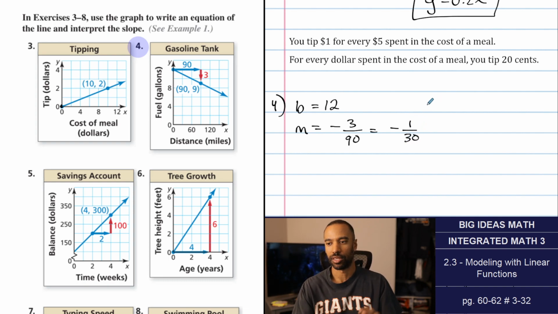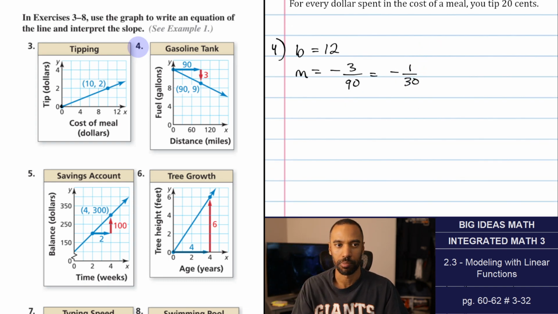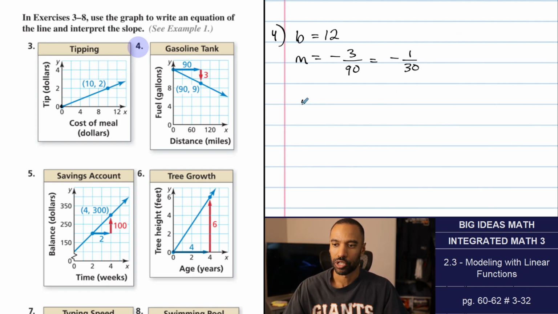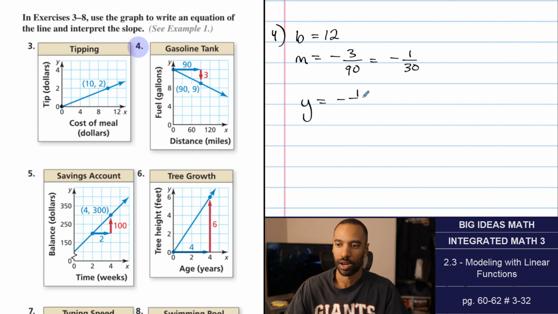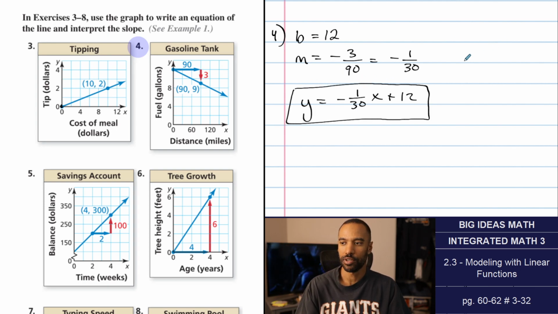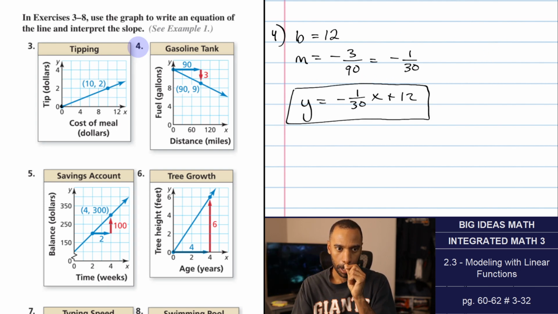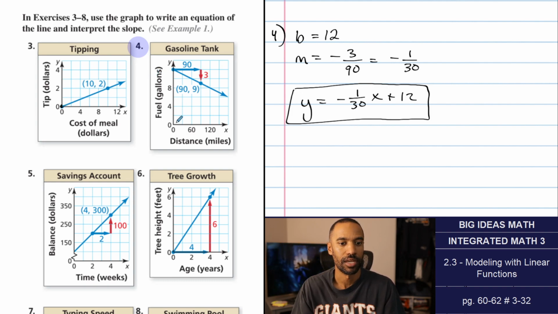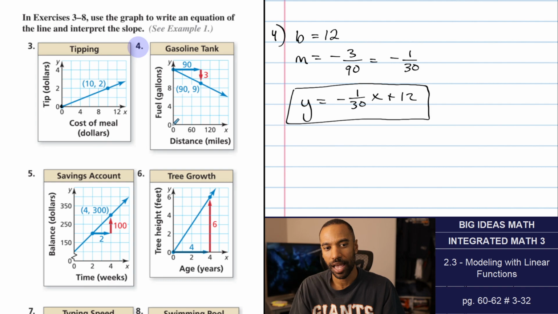I think this time I'm going to leave it as a fraction because otherwise this would be a strange repeated decimal. So I'm going to write this equation as y equals negative 1/30th x plus 12. Now I'm going to interpret a couple things for you. I will interpret slope, but let's first talk y-intercept on this one. First of all, on the meal one, you spend $0 on a meal, you're not going to tip anything. That makes sense. Here, if you don't travel any distance, you're going to be at max fuel of 12 gallons. That's what the 12 represents.